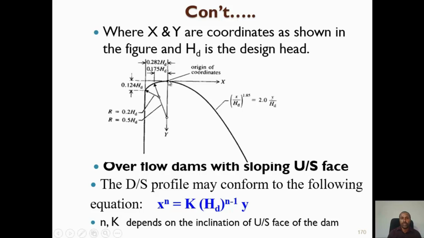So you can just have the center point here, the peak point of the Ogee spillway, then you have X in the right direction and Y in the downward direction, then you can plot. So this is just the equation for the upstream vertical face: X to the power of 1.85 over HD, where K is 2, then Y over HD. So this is a sample for the vertical upstream face.